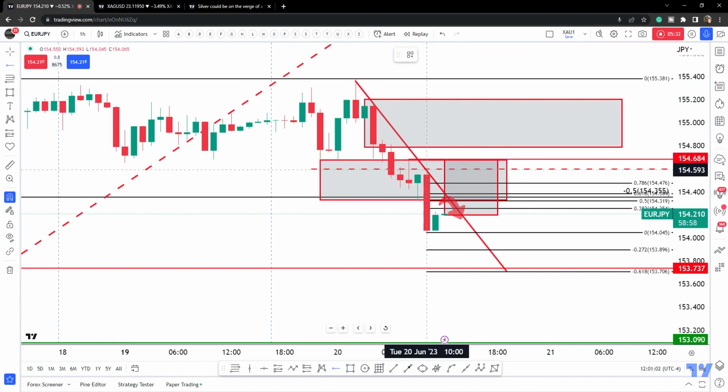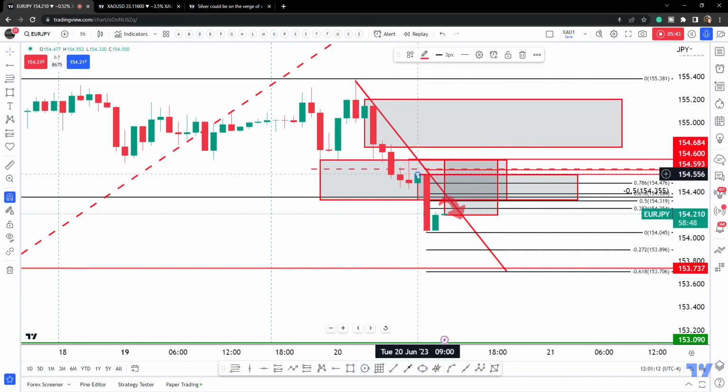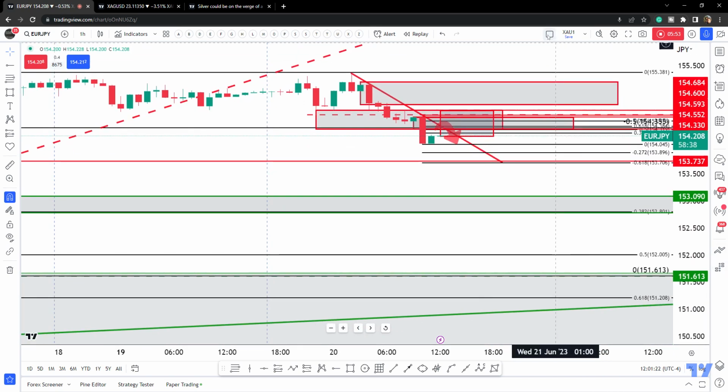So I'm just drawing these potential resistance levels. So those are my resistance levels that I've just drawn, and we're targeting to test 153, the figure, on the downside.